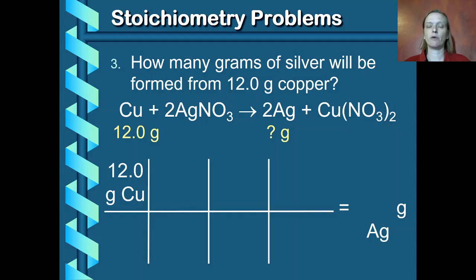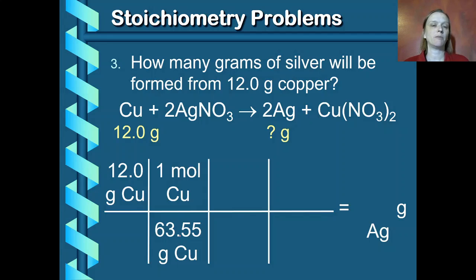So let's leave room for 3 conversion factors this time and think about each conversion factor as we write it down. Step 1 is to convert from grams of copper to moles of copper. Get rid of the grams of copper, bring in the moles of copper. According to the periodic table, the mass of 1 mole of copper is 63.55. So I'm converting between grams of copper and moles of copper.